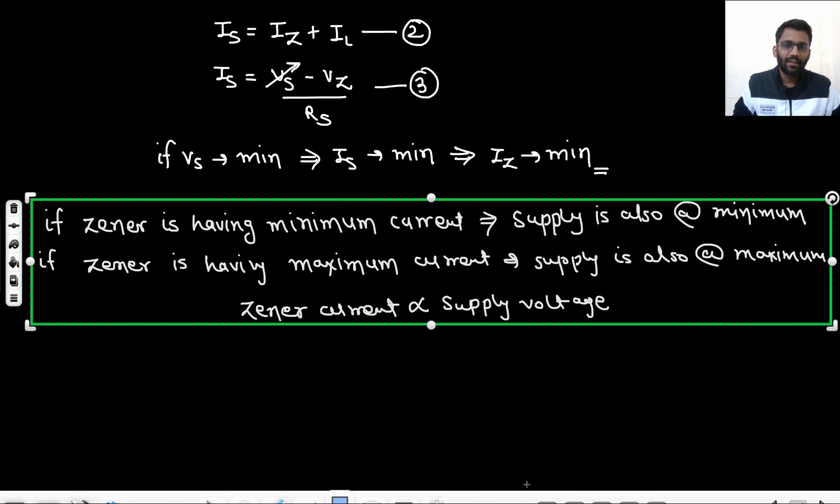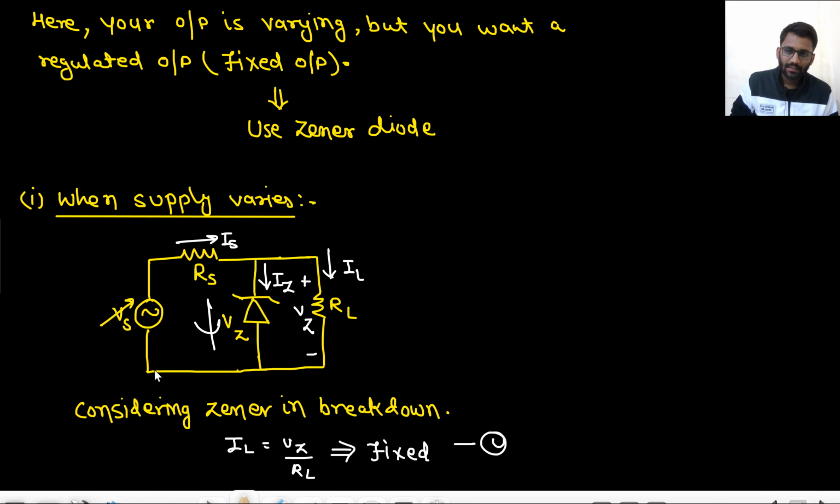Again and again I will use this. What I will say, these two are brothers. IZ and VS are brothers. If IZ is minimum, that means VS is minimum. If IZ is maximum, that means VS is maximum. They are brothers. So this is the thing you need to remember.